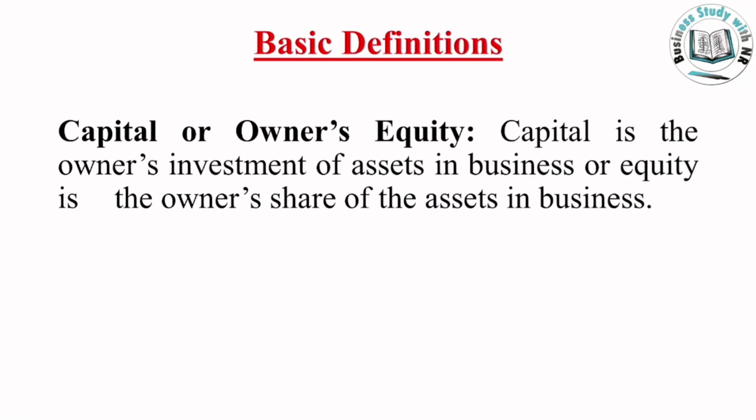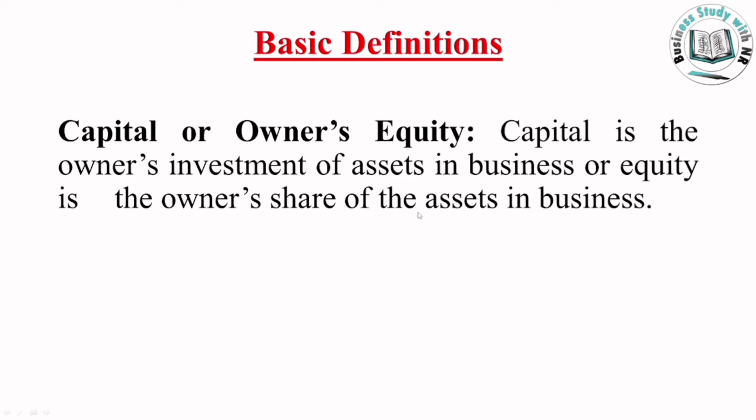So first definition is capital or owner's equity. What is meant by capital? Capital is the initial investment or owner's investment of assets in business. It may be in the form of cash or in the form of machinery or in the form of any other assets. Or what is equity? Equity is the owner's share.